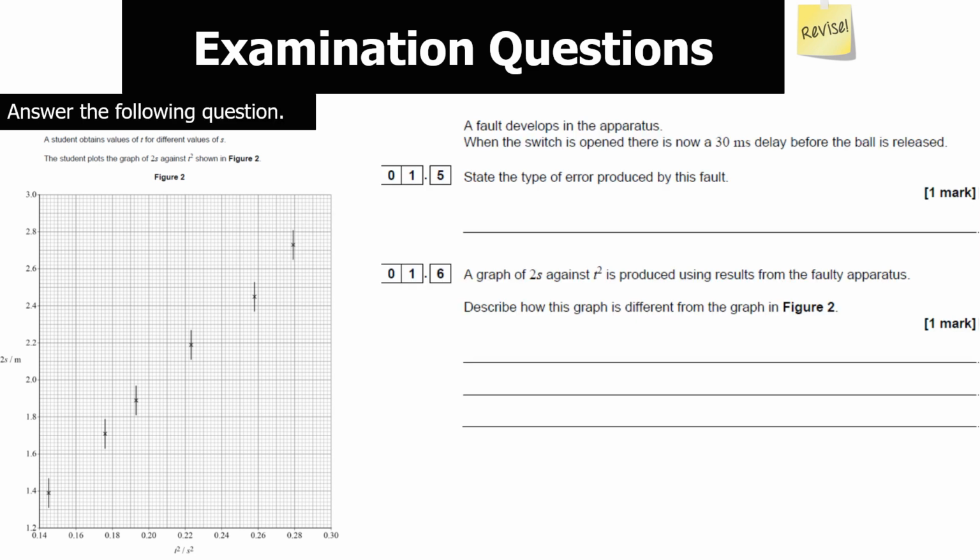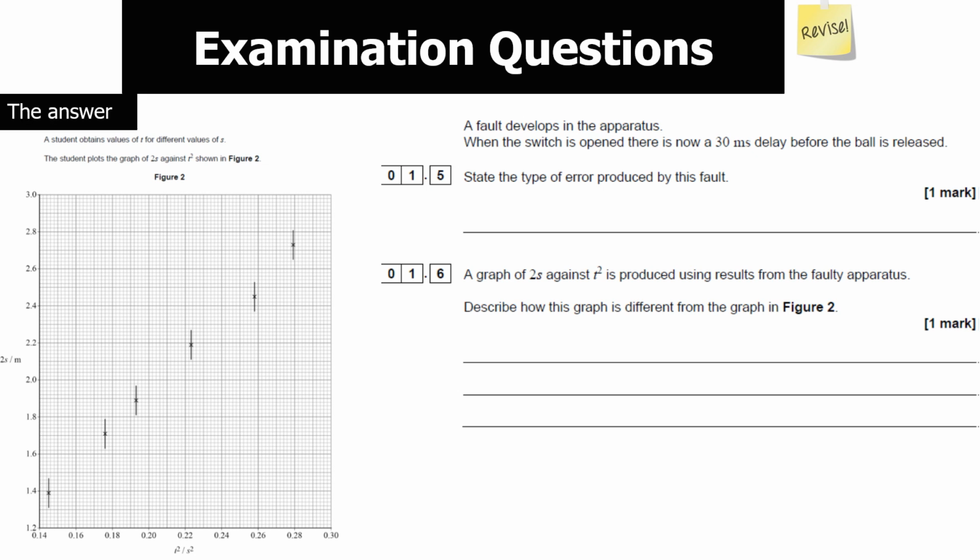Now the next question says, a fault develops in the apparatus. When the switch is open, there's now a 30 millisecond delay before the ball is released. So state the type of error produced by this fault. Then a graph of 2s against t squared is produced when using results from the faulty apparatus. Describe how this graph is different from the graph in figure 2. So pause the video now, then unpause the video when you want to go through your answer.